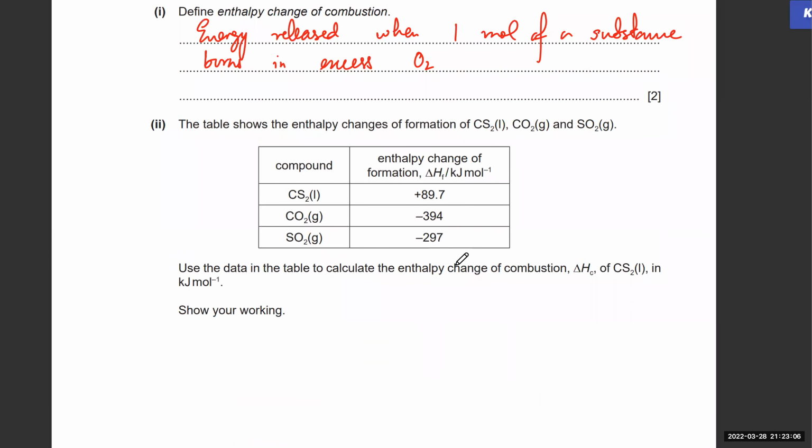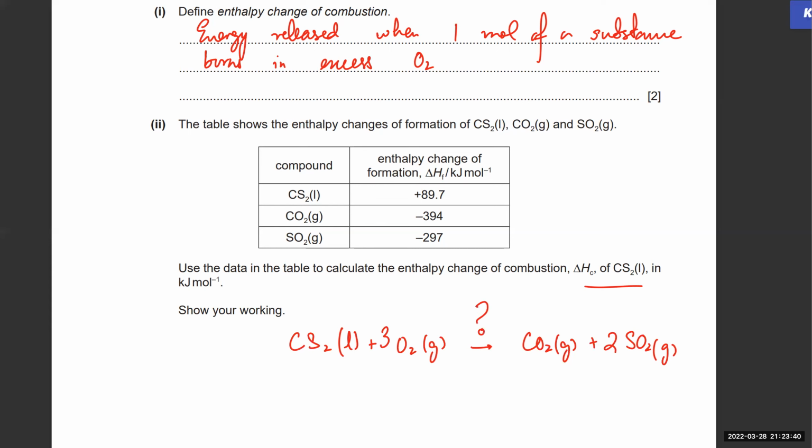Use the data to calculate the enthalpy of combustion of CS2. So this is what you have to calculate. You've got CS2, which is a liquid, and it's going to burn. How did I know it's a liquid? It's given over here. It will burn and produce carbon dioxide, which is a gas, and SO2, which is a gas as well. It's going to be 2 SO2, and 4 plus 2 is 6 oxygen atoms, so that's 3 O2. So this is the enthalpy change that you're looking for.